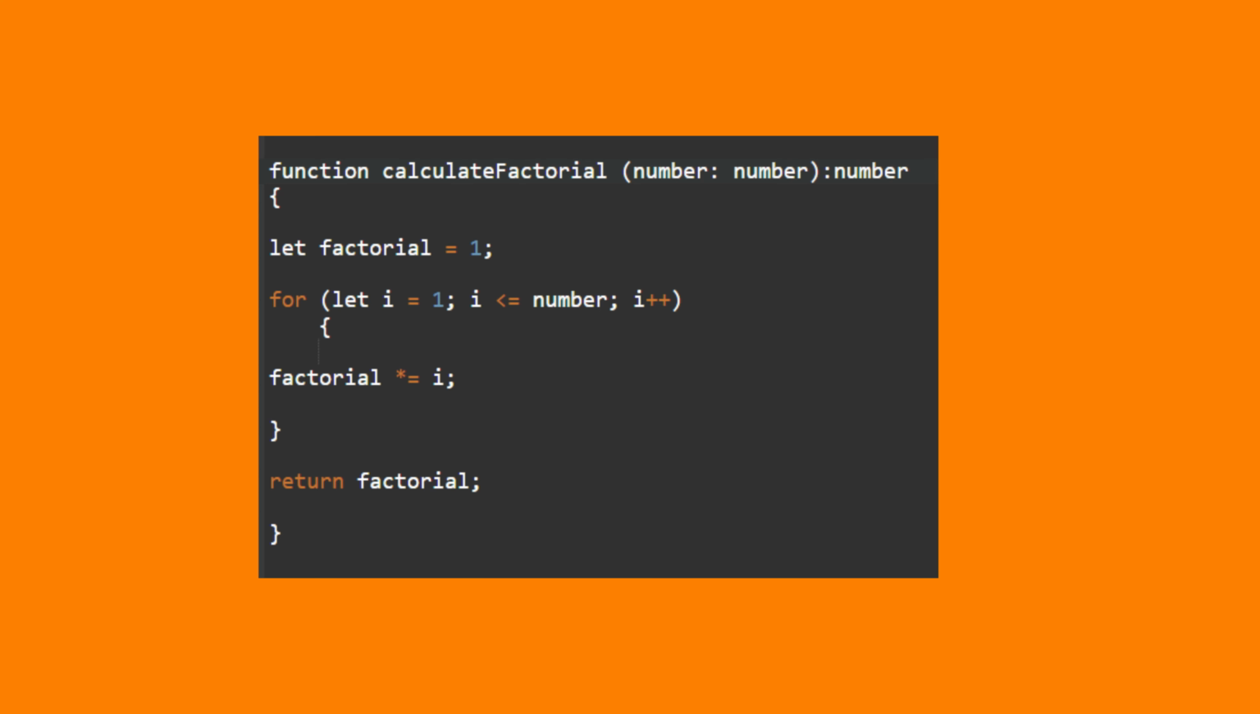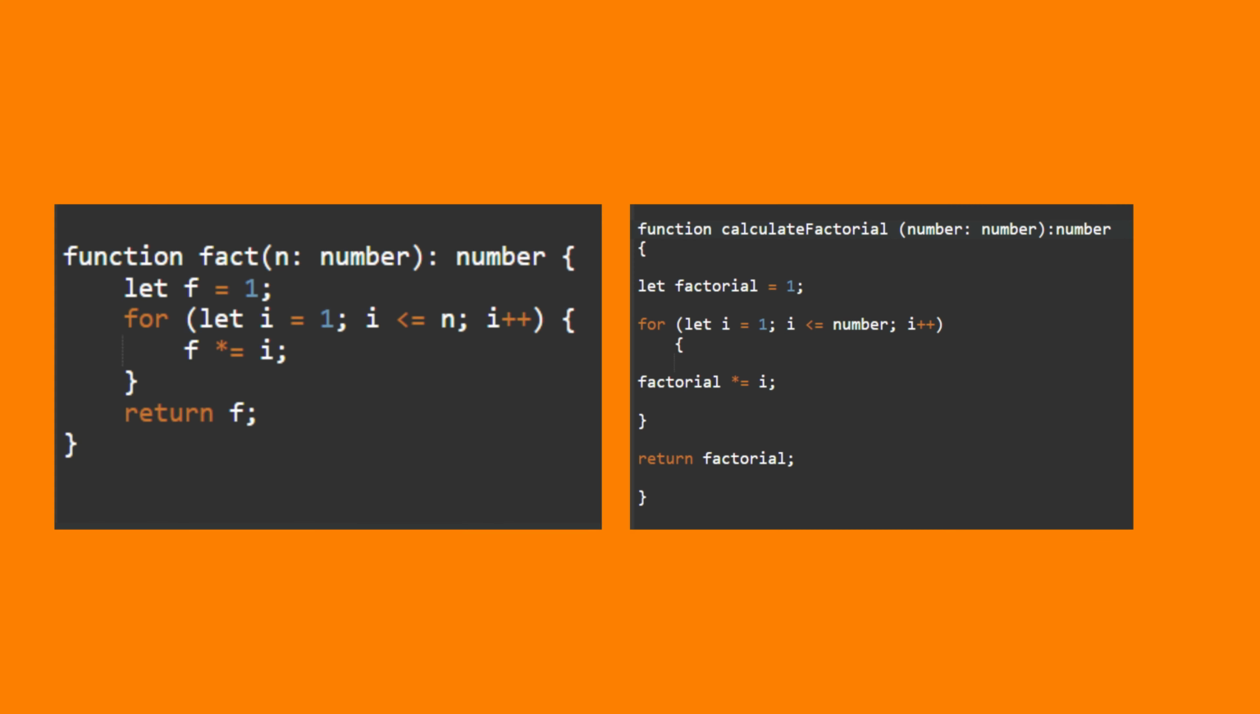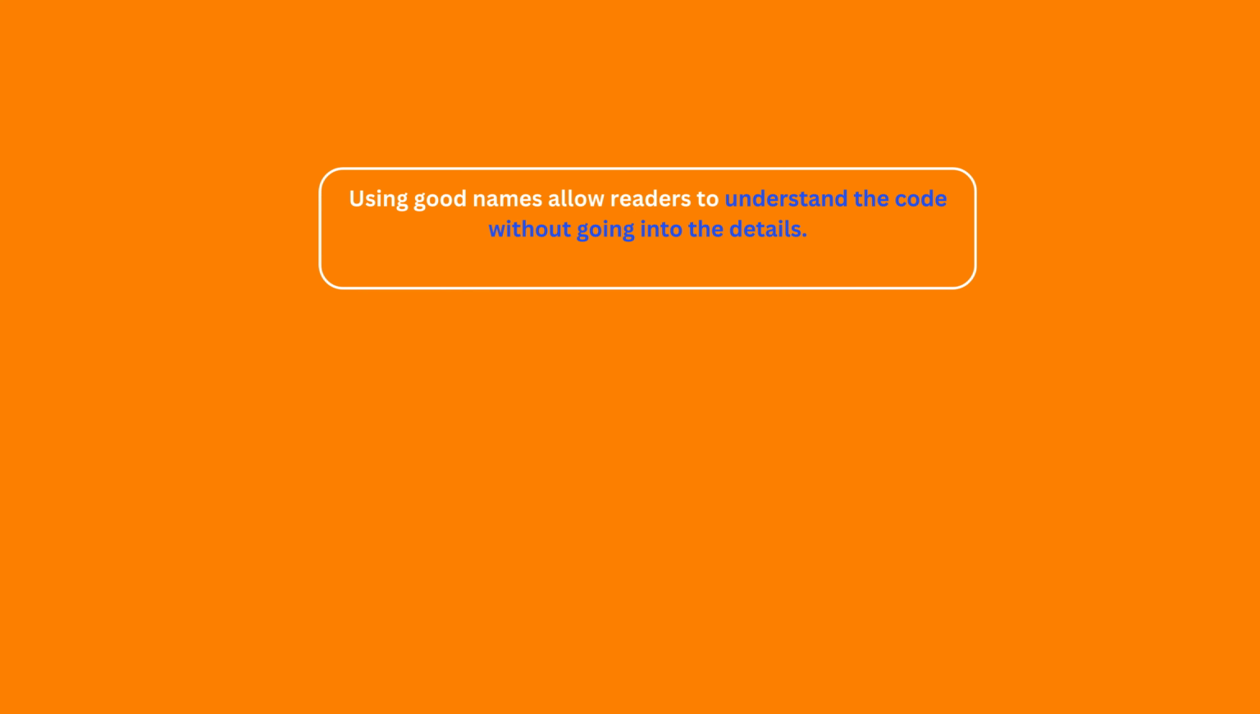Now from this code, you can clearly understand that this code is for calculating factorial of a given number. The working of both these code snippets is same, but the only difference is that the second version of code is using good names. That's the power of using good names in your code. Using good names allows readers to understand the code without going into the details.